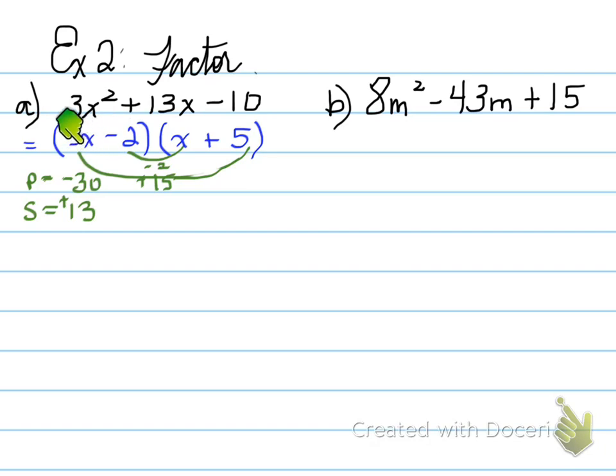And when I add the OIs, so outside is 15x plus inside negative 2x, that gives us 13x. And when I multiply those, I get negative 30x squared. And what else I get is when you take the first times the first, it's 3x squared. Last times the last, that gives us negative 10. So everything works out, folks.